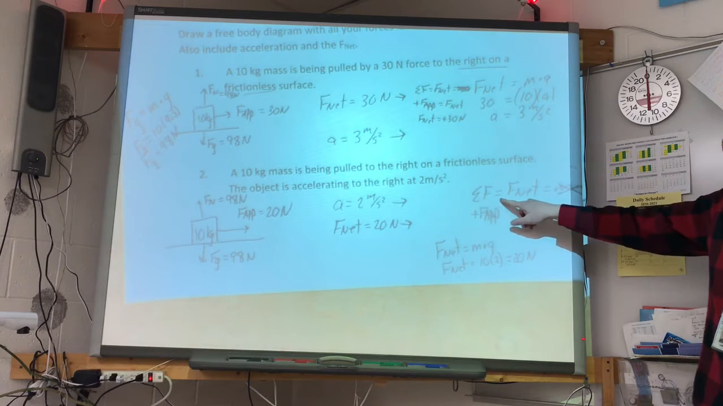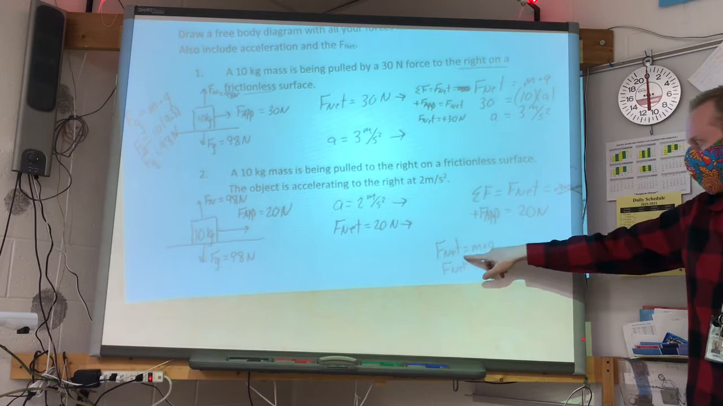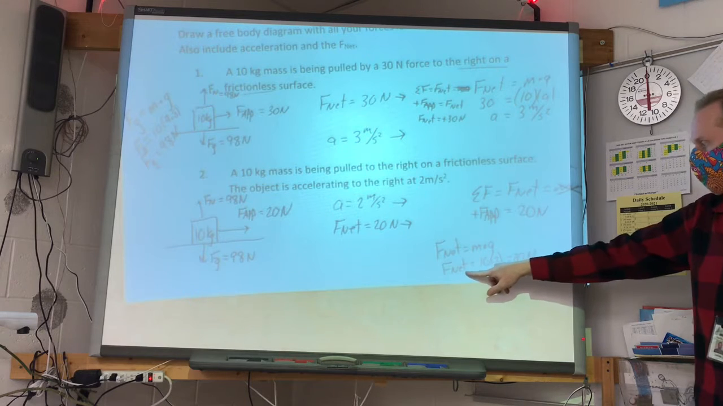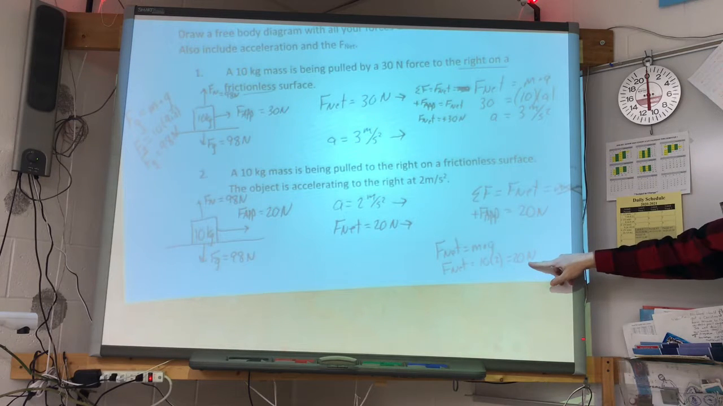Sum of all my forces equal to F net, which is equal to M times A. Oh, here, let's go here, I'm sorry. F net is equal to M times A, using second law. My F net is 10 times 2, because the mass is 10, acceleration is 2, my F net is 20.